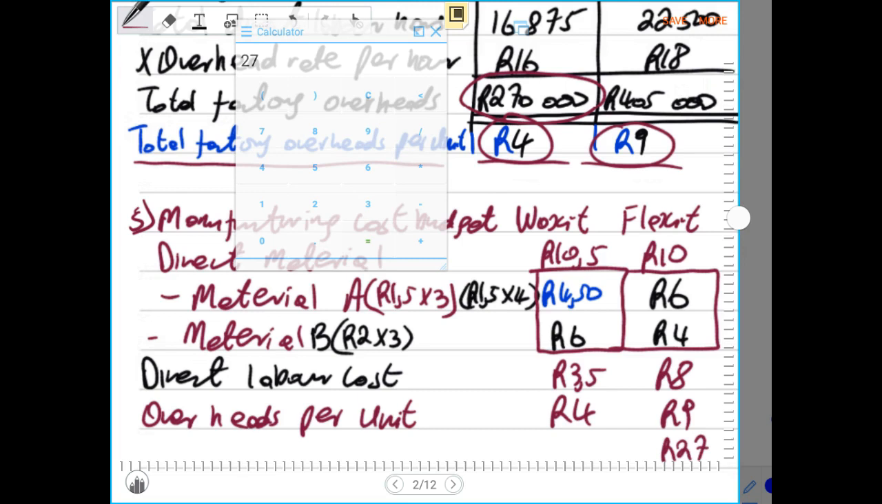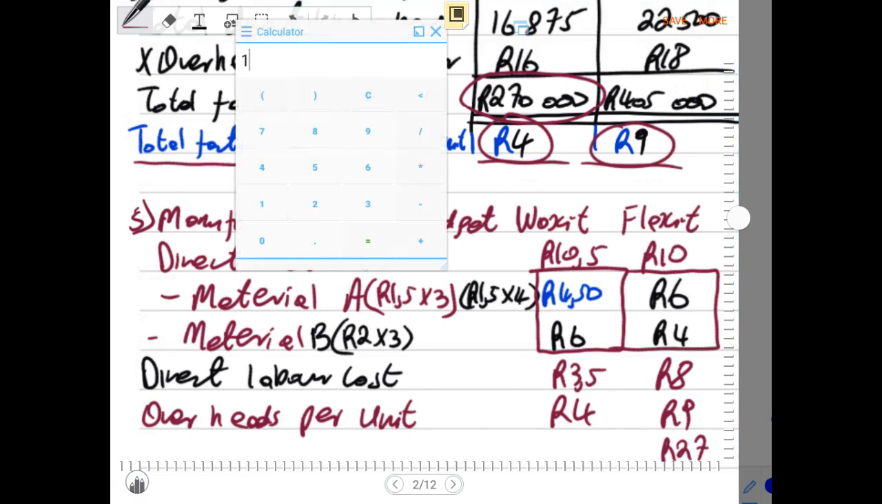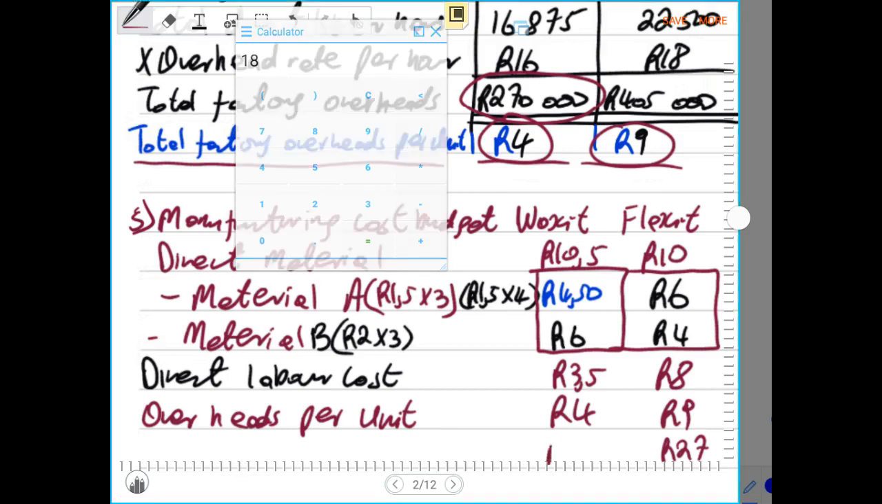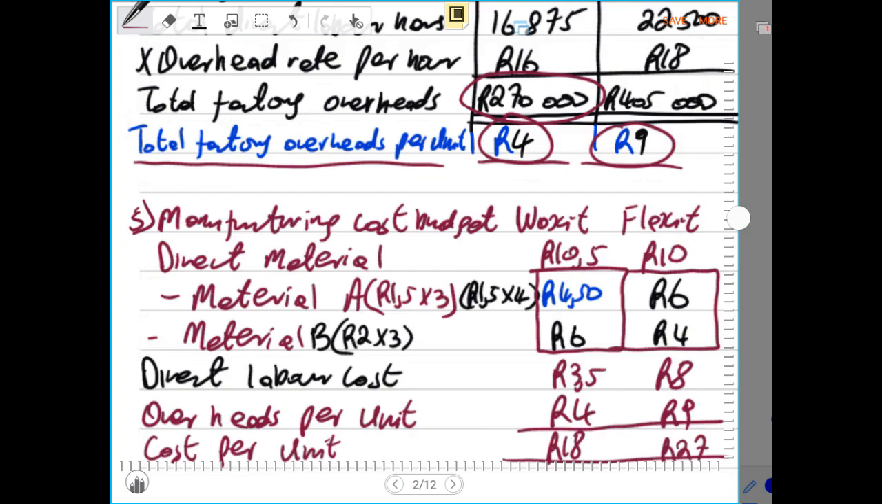Then after, we say 10 rand 50 cents plus 3 rand 50 cents plus 4 rand, this will give us 18 rand. So now if this is 18 rand, therefore this will be the cost per unit, our manufacturing cost per unit. So now this being our cost per unit, we continue to the next budget.